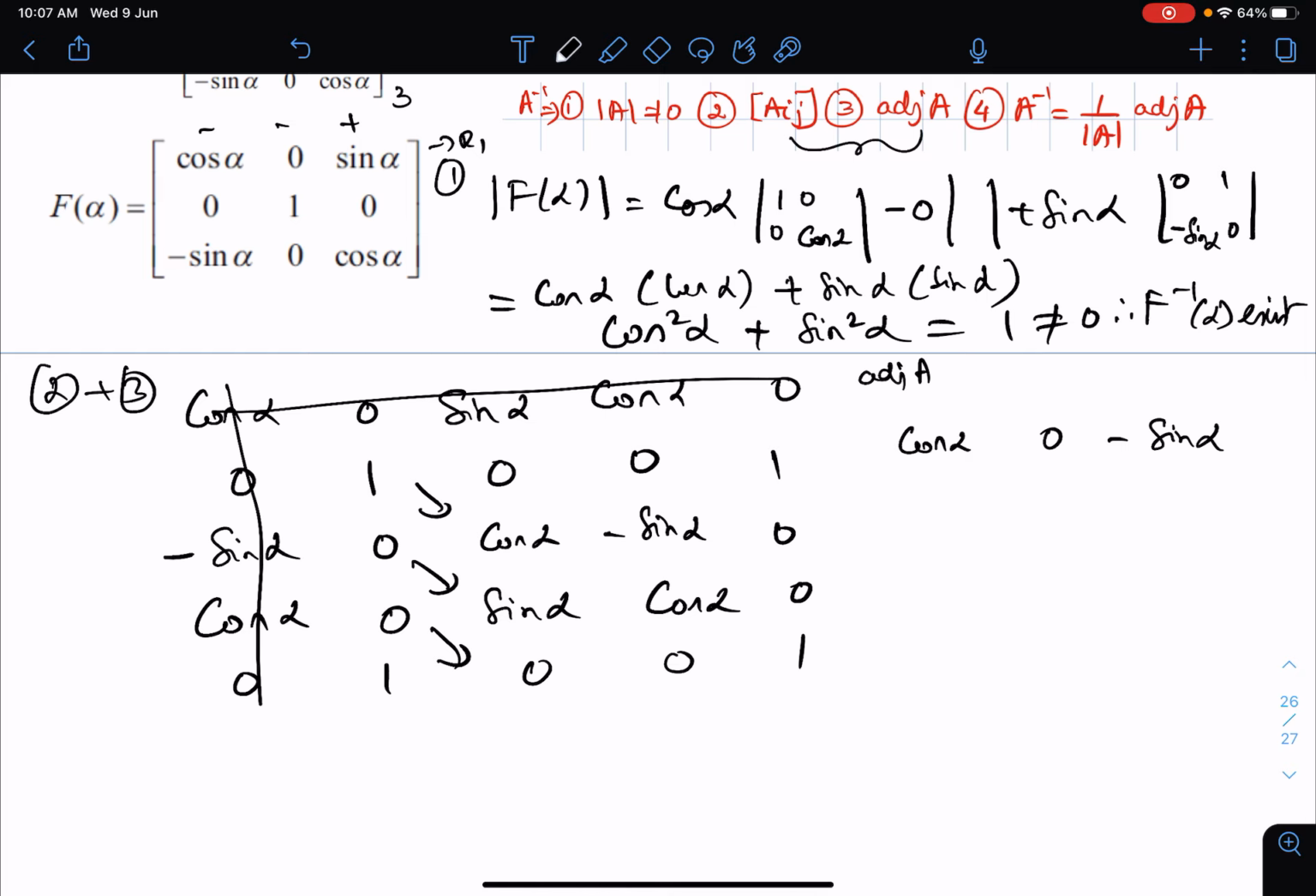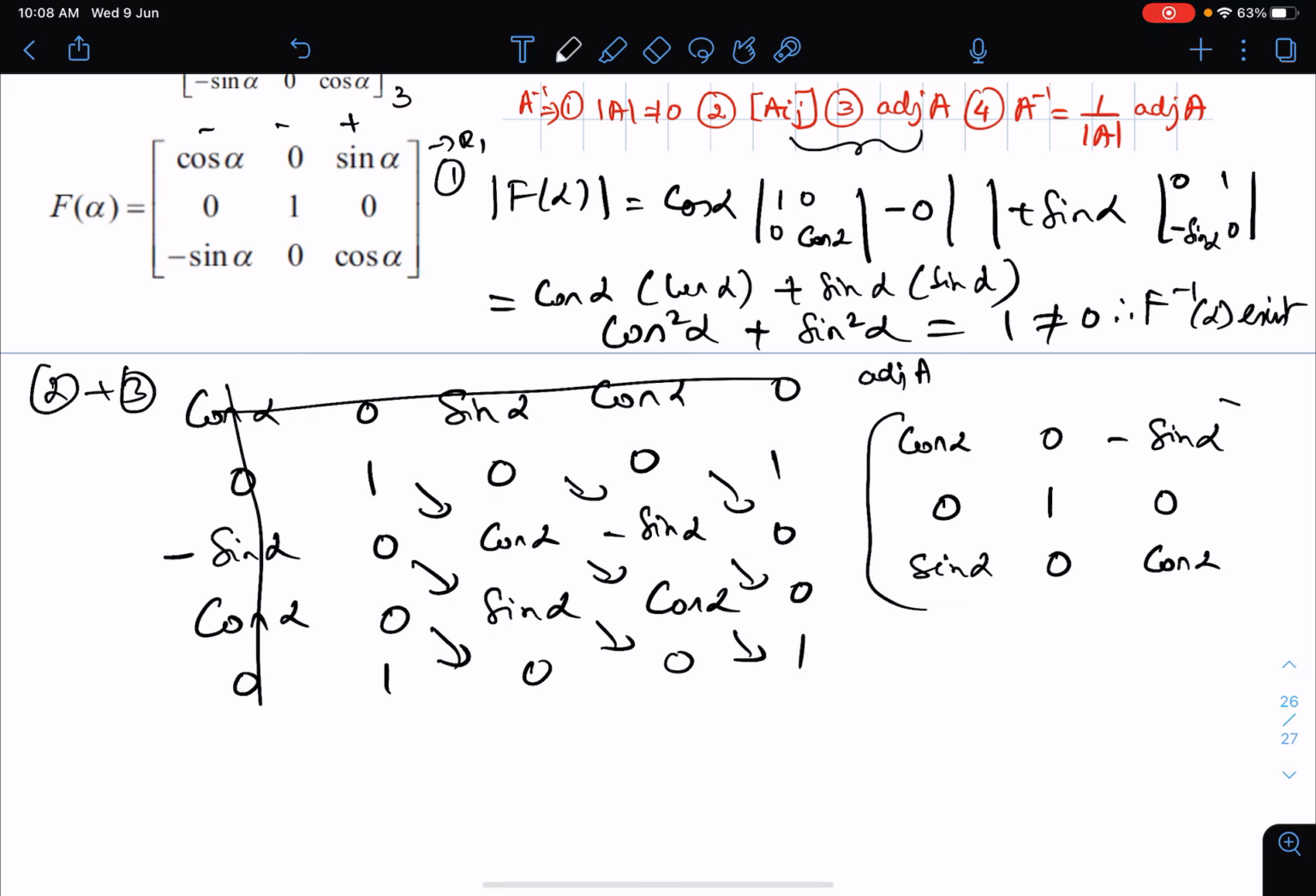Now coming to our second column, multiplying column wise, write it row wise. First one is going to be 0, second one is cos square plus sin square equal to 1, and the third one is going to be 0. Now coming to our third column, multiply column wise and write it row wise. First one is going to be sin alpha, second one is going to be 0, and our third one is going to be cos alpha. So this is our adjoint A.